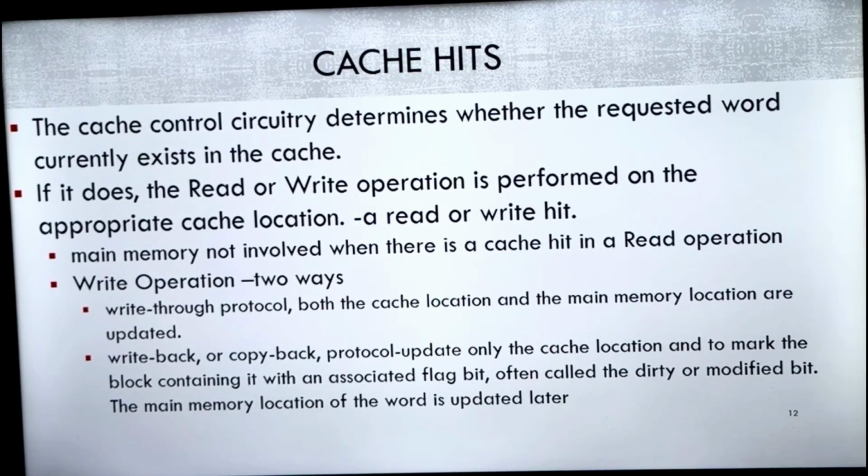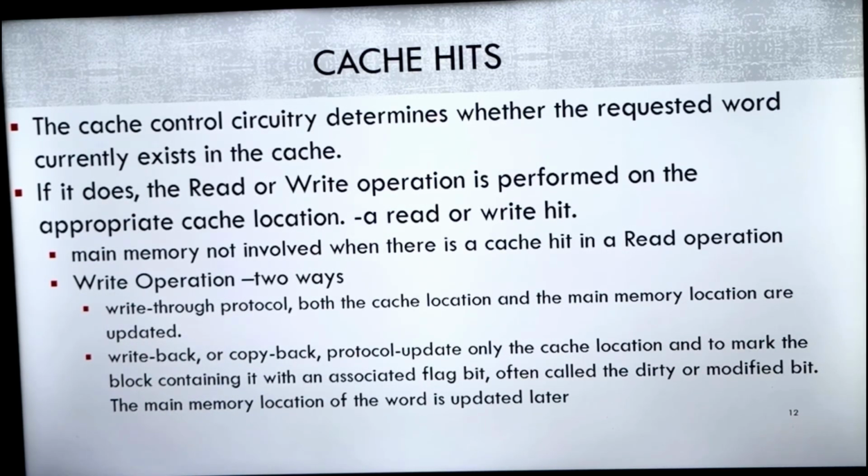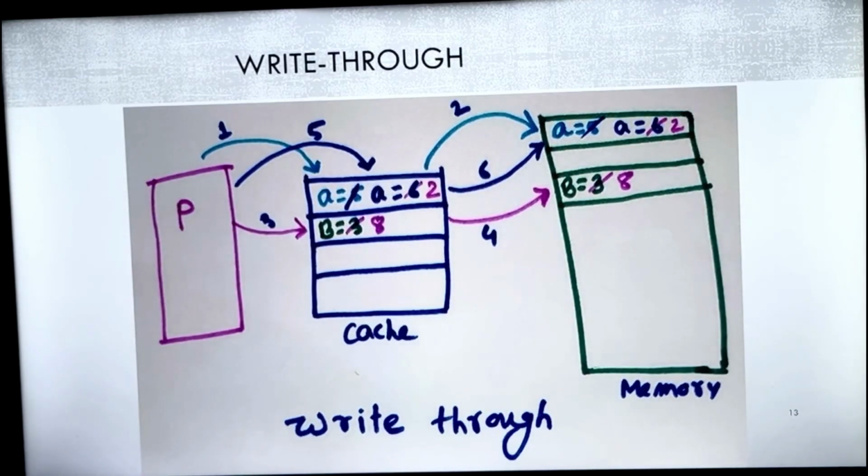So how do we write the same thing to main memory also, whenever you are writing something to cache? We have 2 different protocols. The first protocol is the write through protocol. Using this protocol, whatever changes you make to the cache, you make the same changes in the main memory as well.